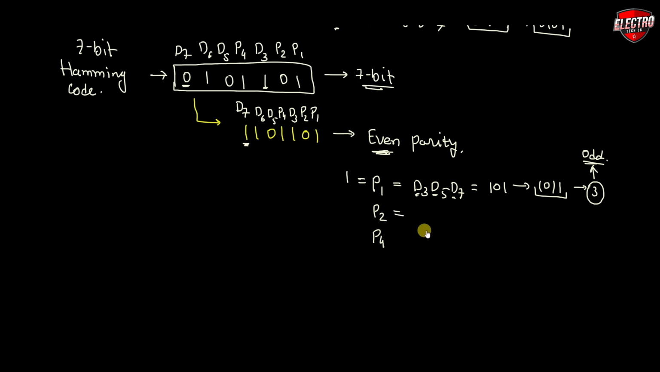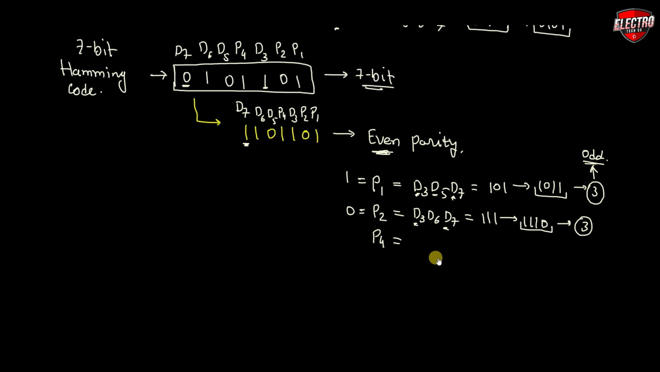Let us check one more parity bit, P2, and P2 is equal to 0. P2 depends on D3, D6 and D7. Now let us check: D3 is equal to 1, D6 is equal to 1 and D7 is equal to 1. If we write the final message, then 111 is the message and the parity bit is equal to 0. Again the number of ones is equal to 3, and 3 is an odd number. That means there is an error bit common to P1 and P2. That means that bit may be D3 or D7.